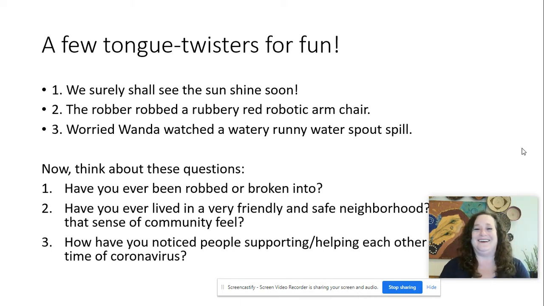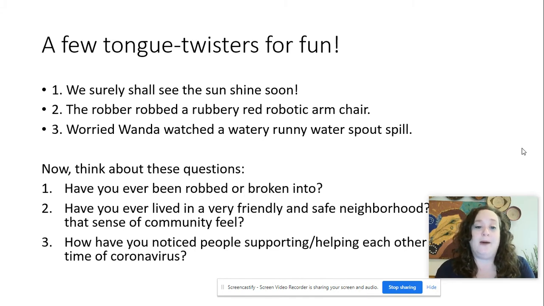Good. Unfortunately, I cannot hear you to make corrections, but the important thing is to mimic, try to copy what you hear. Okay, so do you believe that we surely shall see the sun shine soon? Hopefully the coronavirus will end. Let's go to number 2.